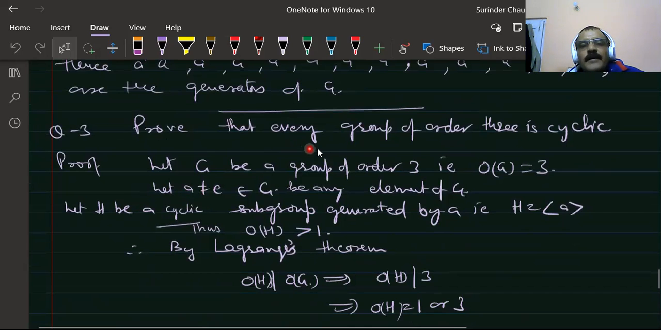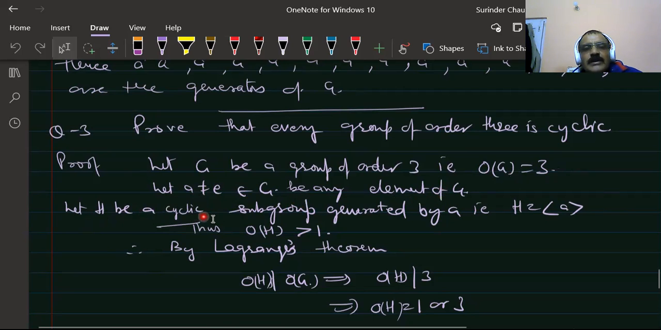Prove that every group of order 3 is cyclic. Let G be a group of order 3, so the order of G is 3. Let A belong to G with A not equal to E, the identity element. The order of the identity element is equal to 1, and A is not the identity element.